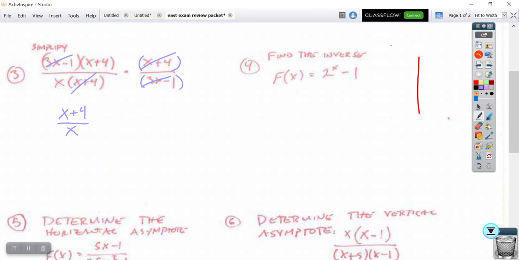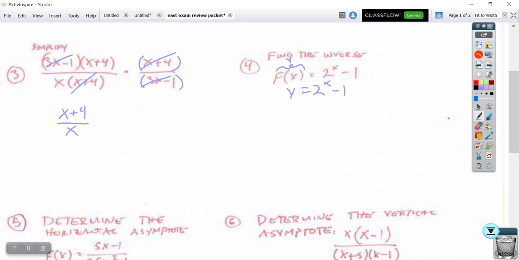For number 4, we have find the inverse. And when we're trying to find an inverse, what we're really trying to do is take the x and the y value and switch them and then solve for y. So we know that this piece right here is equal to y. So I can write this as y is equal to 2 to the x minus 1.